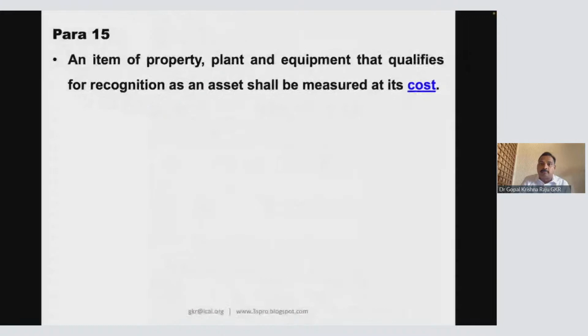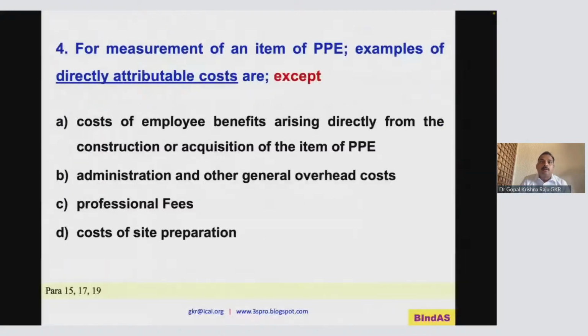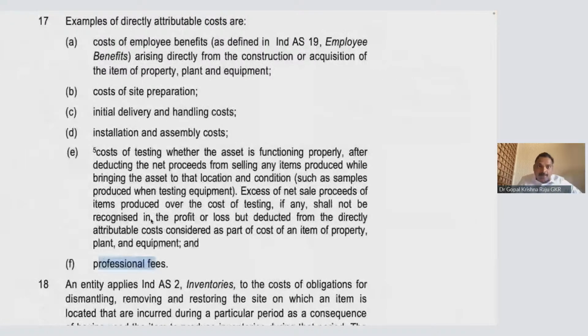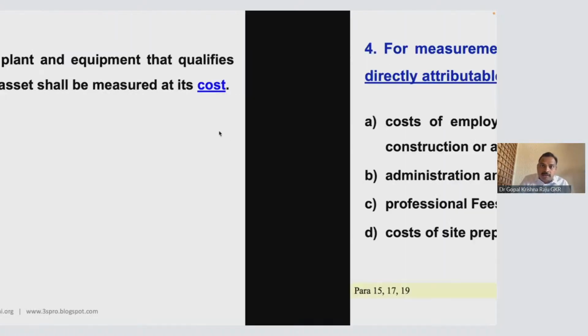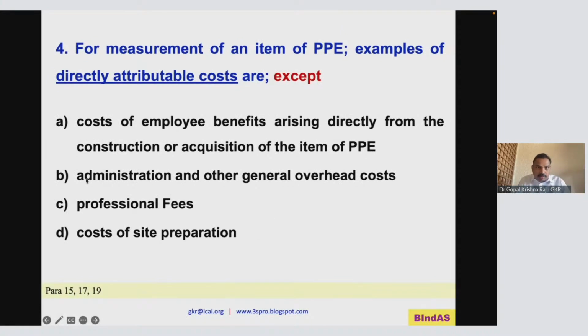Now answer this question. For measurement of an item, examples of directly attributable cost, except: site preparation cost is there, professional fees is there, cost of employee benefits arising directly from construction is also there. Administration and general overheads are not directly attributable cost. We just now saw it is not here. But examples occur that are not cost. Which are not cost? Administration general overheads. It doesn't form part of it. So the word cost is a very, very important terminology. So 4B is not a cost.